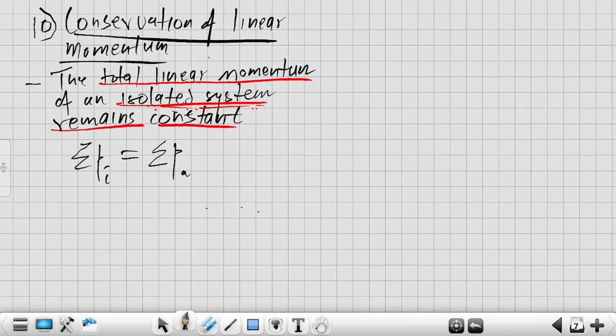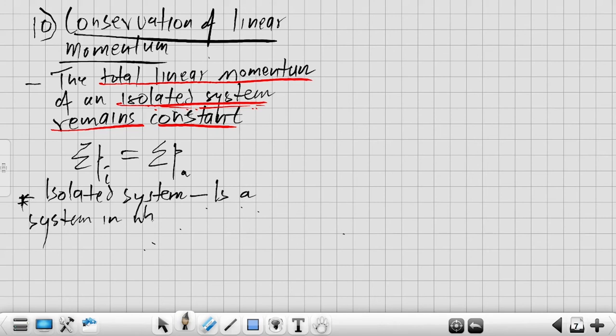So when they say to us, state the conservation of linear momentum, the right way of saying it is: the total linear momentum of an isolated system remains constant. But there's a keyword here also, isolated system. So what is an isolated system? An isolated system is a system in which the resultant force is zero. Very, very important.